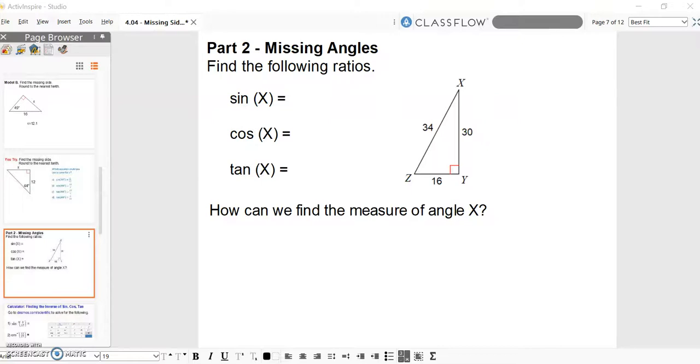Part 2, missing angles. Find the following ratios. So we're looking for sine, cosine, tangent of this triangle over here.